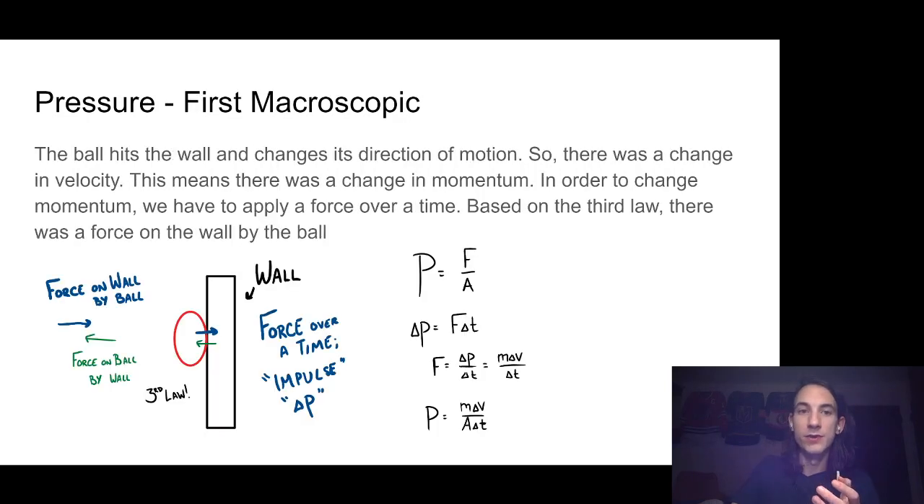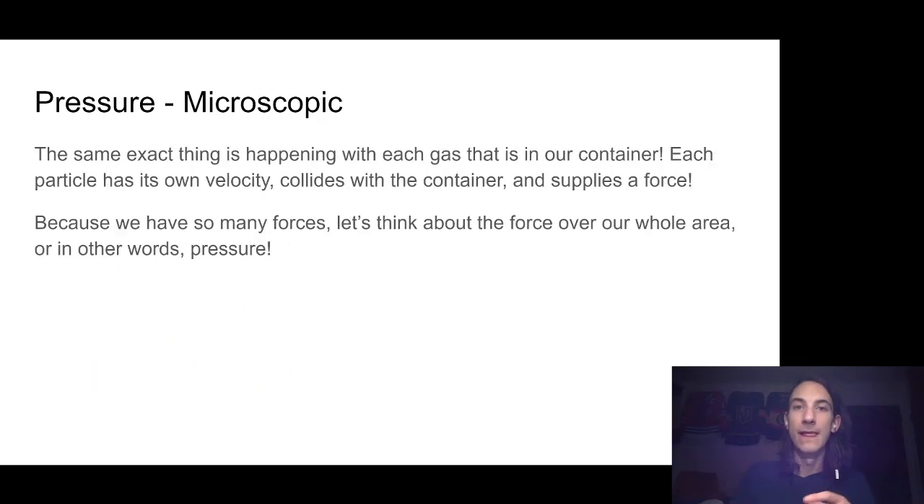The same idea with the ball colliding with the wall is happening millions of times with these little particles. And that's supplying, just like we saw before, a force over that area. So because we have lots of these forces, we can think about these forces over the whole area, or in other words, we can say these particles, by just moving around within our container, are supplying a pressure to that container. They're supplying a force all over this area of our container through these collisions, through having this change in momentum when they collide with the side of the container.